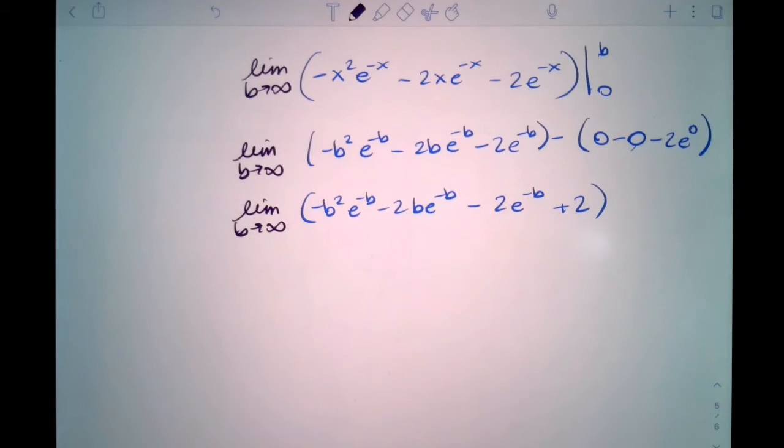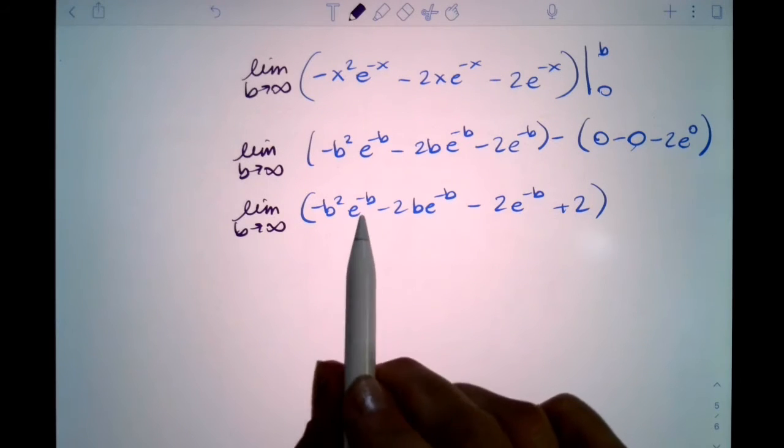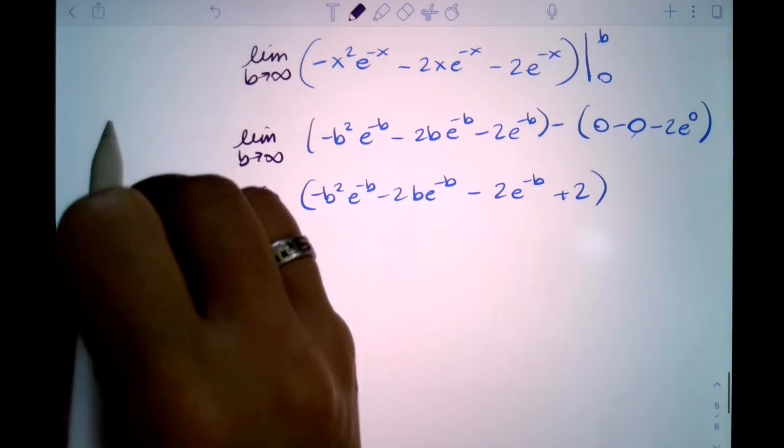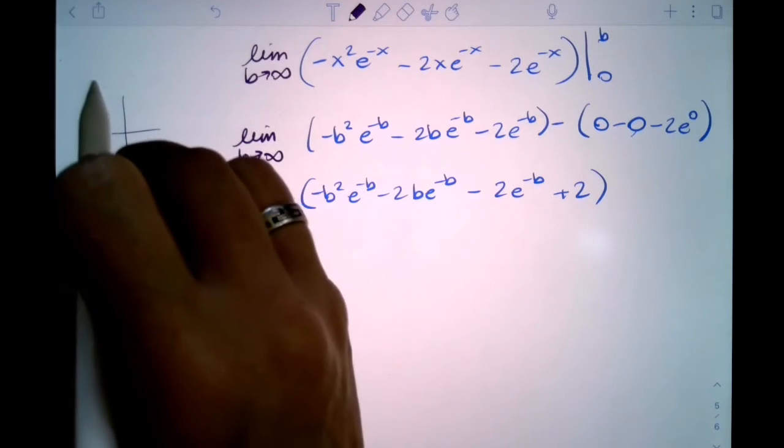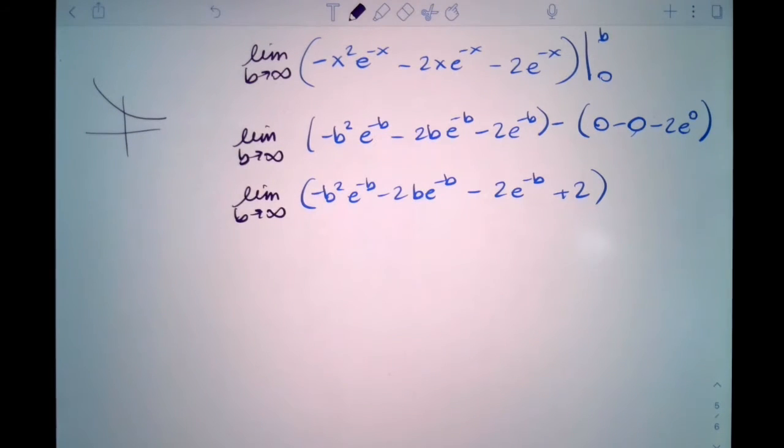Now I have to figure out how to evaluate this limit, because once you've executed the fundamental theorem of calculus in its entirety, your position changes to pivoting to, I need to evaluate this limit. And let's be clear about what's happening here. E to the negative b, what does that graph look like? I tend to be very graphy when I think things through. This is what e to the negative x looks like.